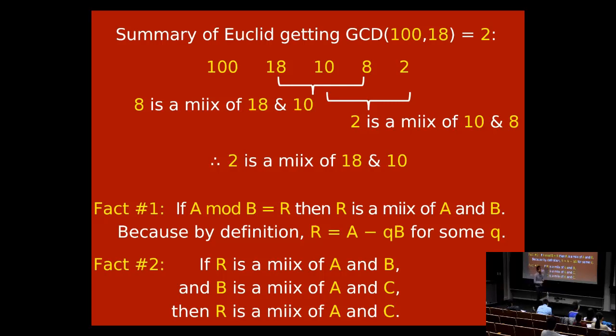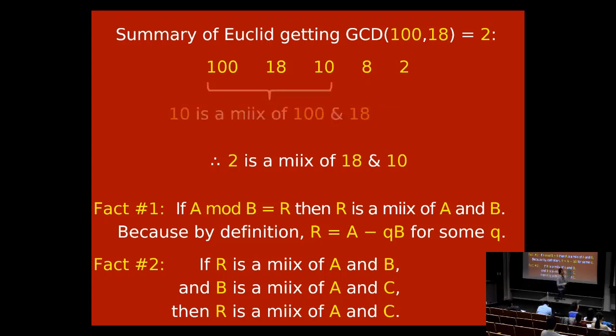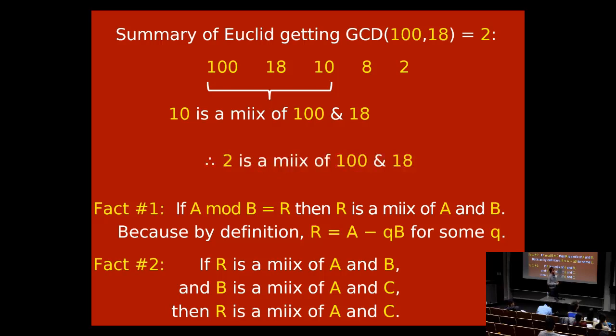And now we'll keep going, in a sense, to get rid of 10. Because 10, being 100 mod 18, is a mix of 118 by fact 1. So 2 is a mix of 18 and 10, and 10 is a mix of 118. So fact 2 tells us that 2 is a mix of 118. And actually, this is a very short example, so now we're actually done. We've shown that 2 was a mix of the initial two numbers, 118. But if this were a longer computation, then you just keep going back in the chain, applying fact 1, fact 2, fact 1, fact 2, and writing the final answer, 2, as a mix of these pairs of numbers as you go back.